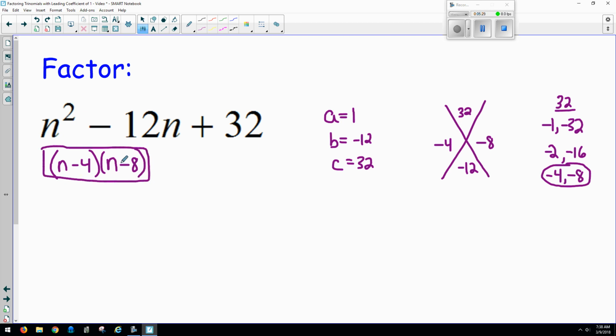And again, if I were to multiply all of this out using double distributive, I would end up with exactly what I started with.